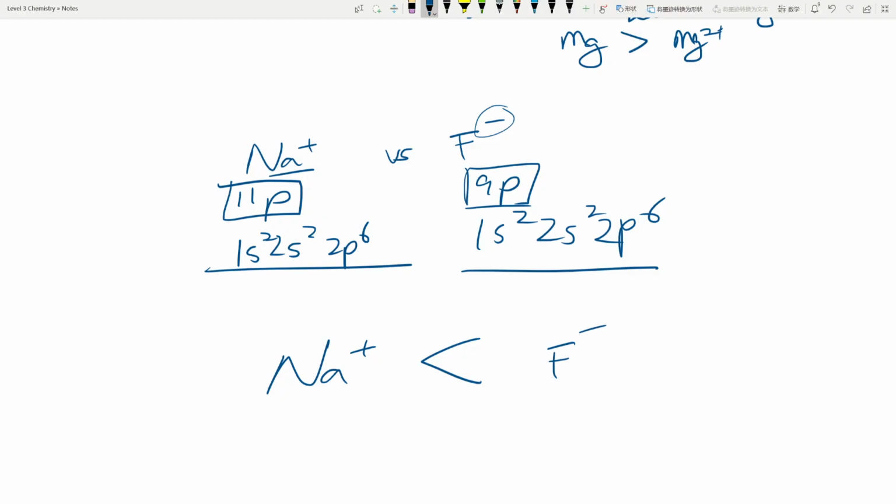And if you look at the first ionization energy, size-wise, radius-wise, Na plus is smaller, but if I were to remove an electron from Na plus, it will require more energy to do so. Okay, so hopefully this is helpful enough.